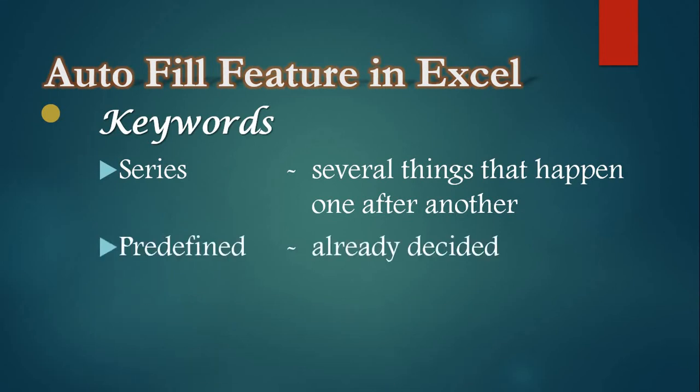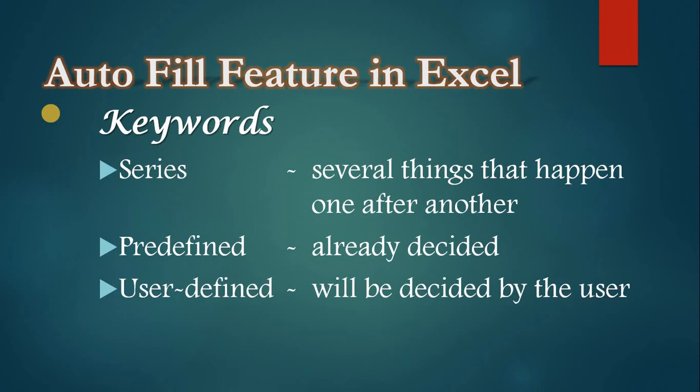Next, predefined. It means already decided. For example, days in a week. Sunday, Monday, Tuesday, Wednesday, these all are already decided. This can be called as predefined. Next, user defined. It means any things that will be decided by the user. These are the meaning of these keywords.